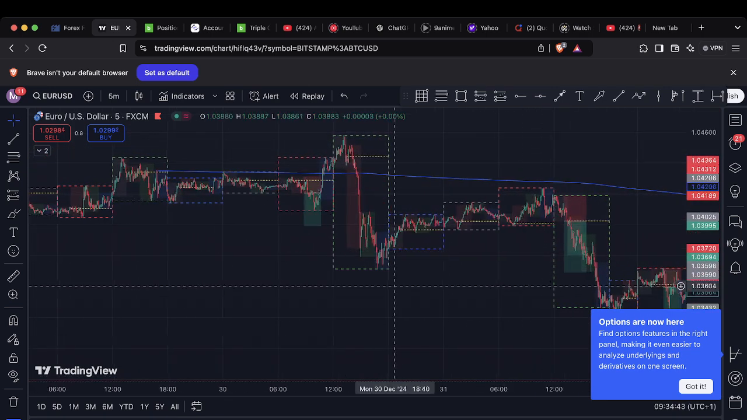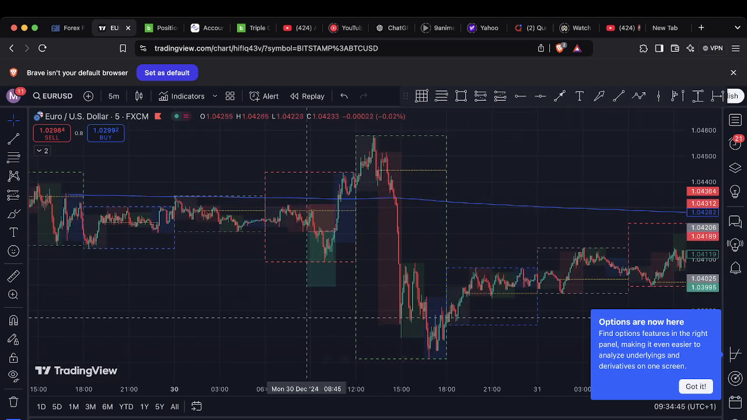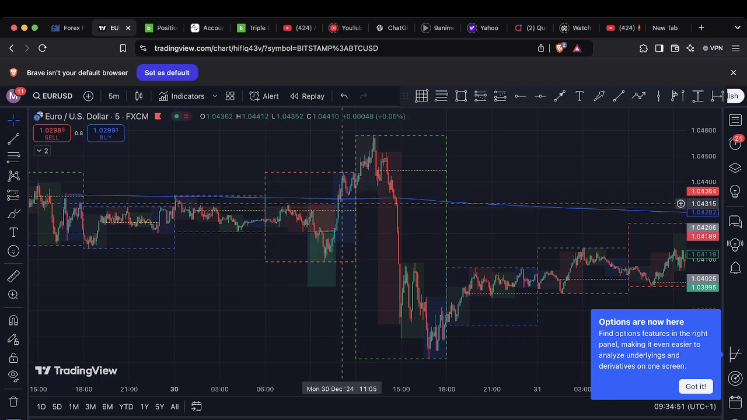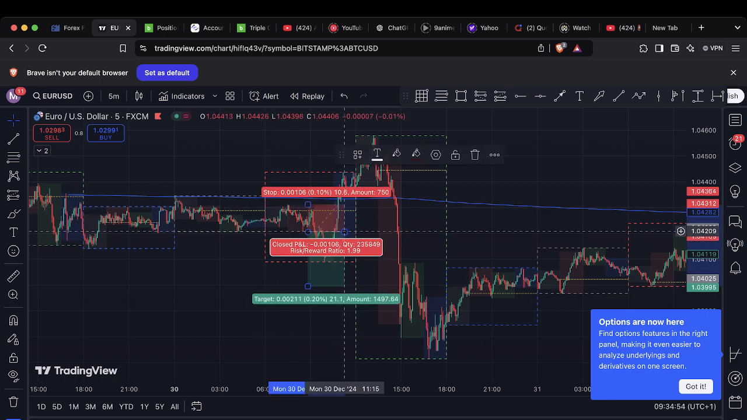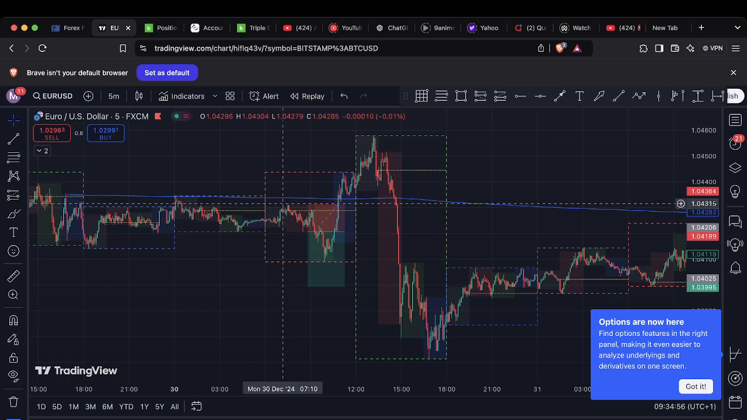This was a loser. Why do I mean that this was a loser? If you look at it, you see the market did not reach the TP before it went back and stopped us out here. So our stop loss is obviously here at the top, then our TP is right there at the bottom.